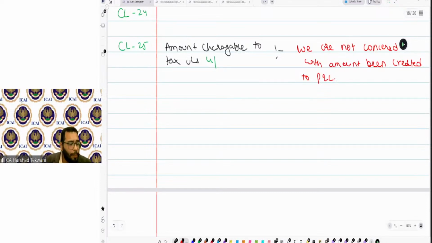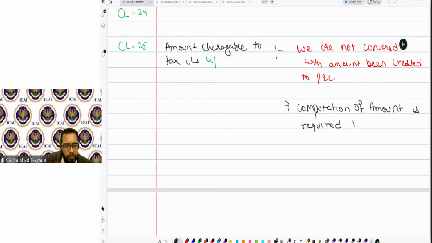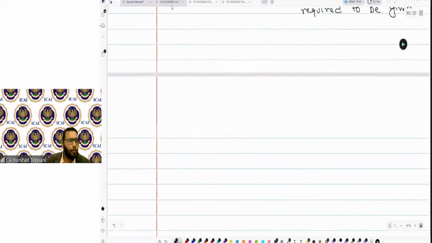Second, we need to provide computation also. So computation of amount is required to be given. When I talk about computation, I need to provide under this subsection what was the amount, how much amount is chargeable to tax, and why that much amount only. So detailed computation is required to be given. That was clause 25.